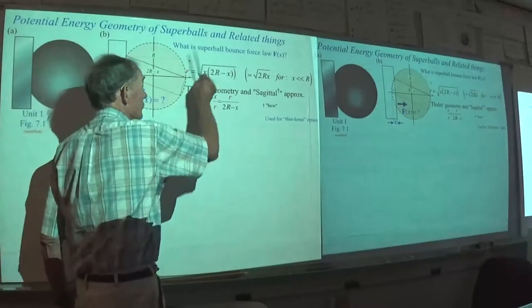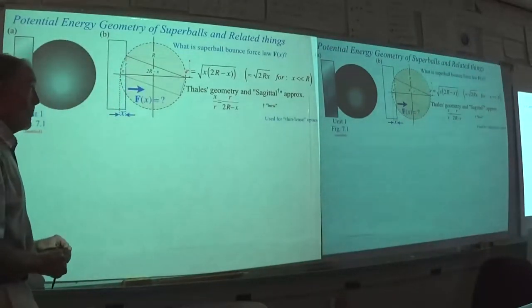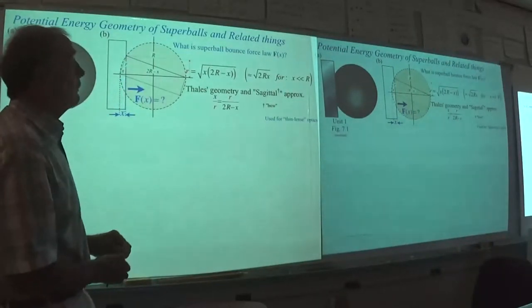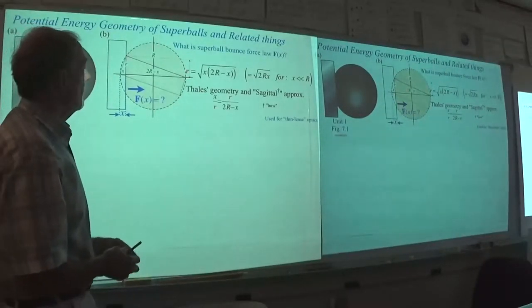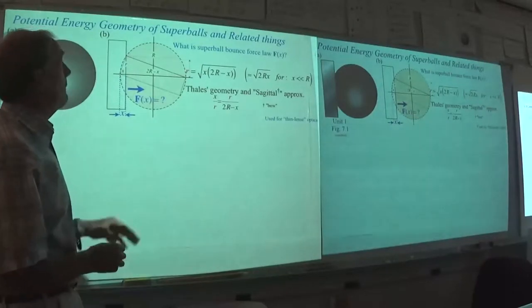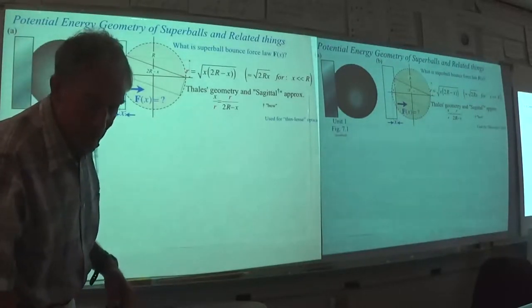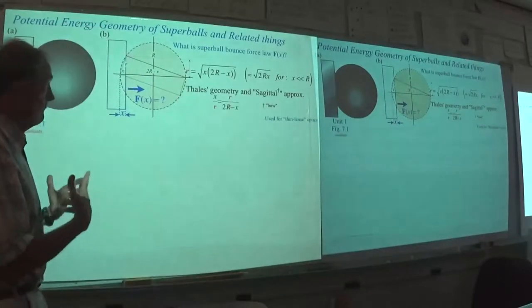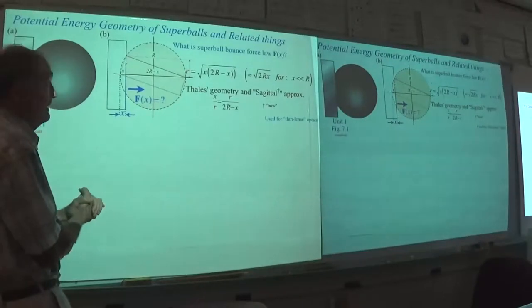The question is, what is the Super Ball bounce force law for, well, we're going to do a balloon first. That's the easiest, as it turns out. But in any case, the geometry that's involved here is really quite pretty and quite famous. It really goes back to 600 BCE.